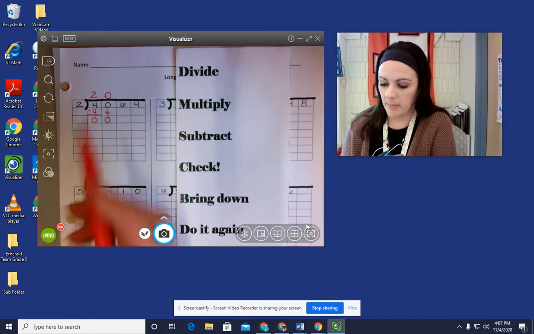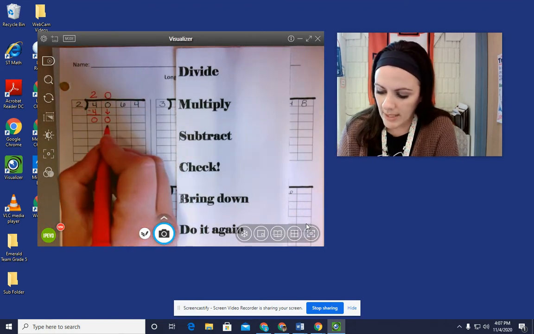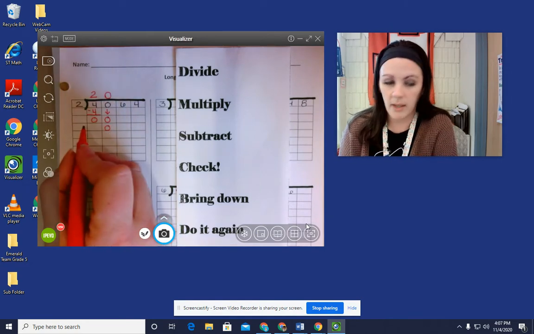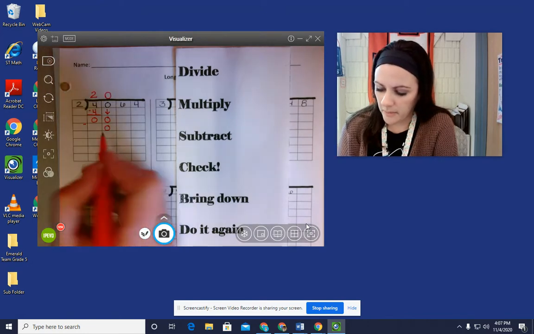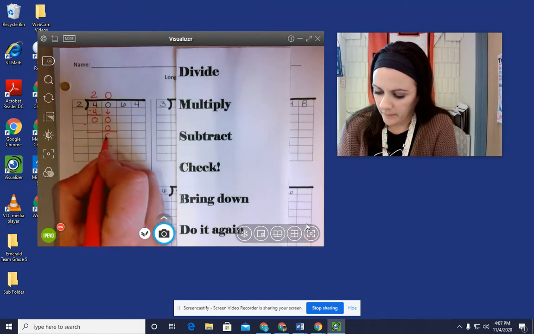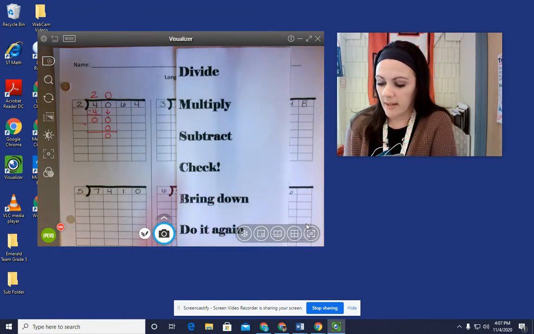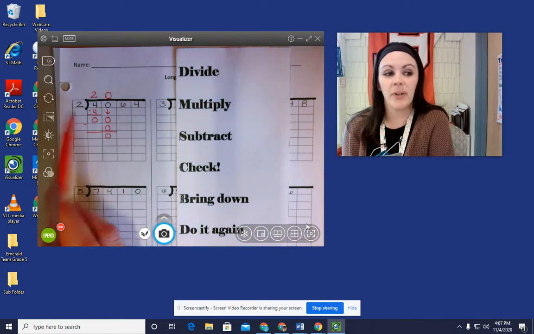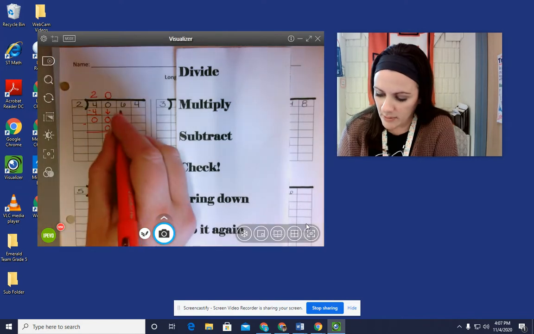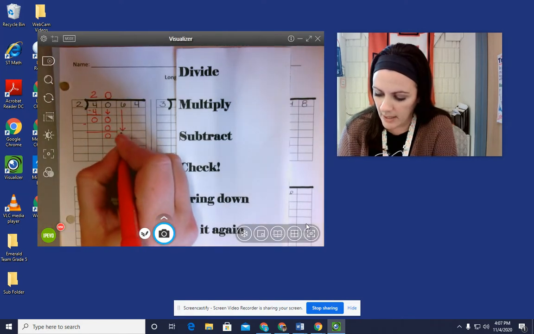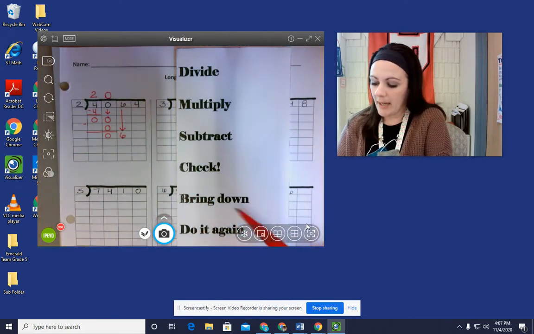I'm going to multiply. 2 times 0 is 0. This is getting weird. 0 minus 0 is 0. I'm going to check. 0 is less than 2. Now I can bring down a digit. And finally, it's a 6. I can do some math here. All right, I'm going to drop down the 6. And now I'm back to doing it again.